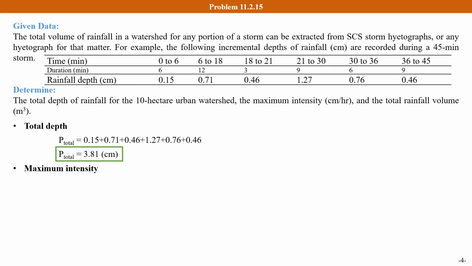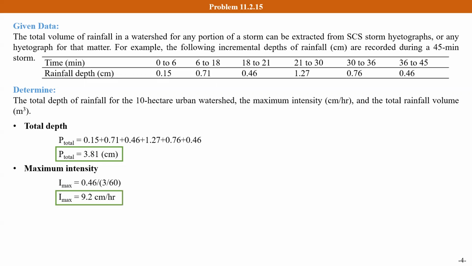After we do this calculation, we find the maximum intensity is from 18 minutes to 21 minutes. Its corresponding intensity should equal 9.2 centimeter per hour.